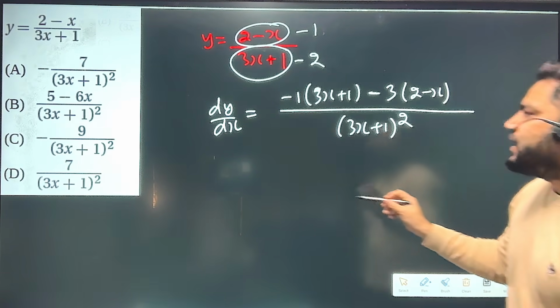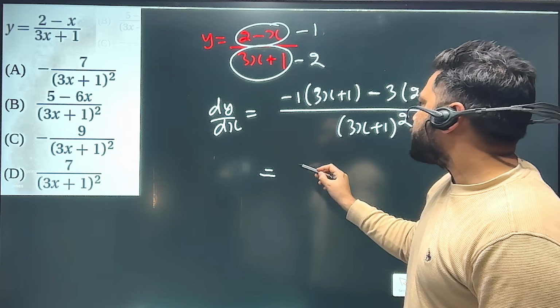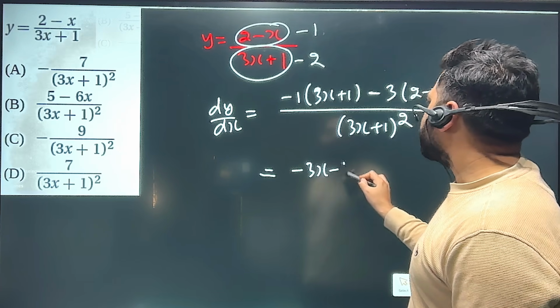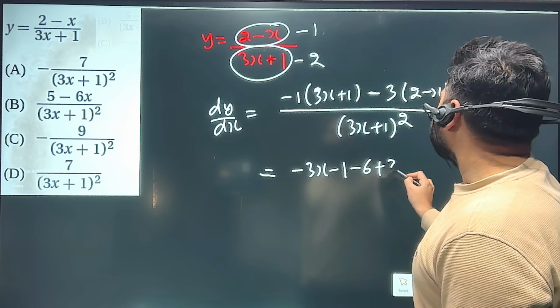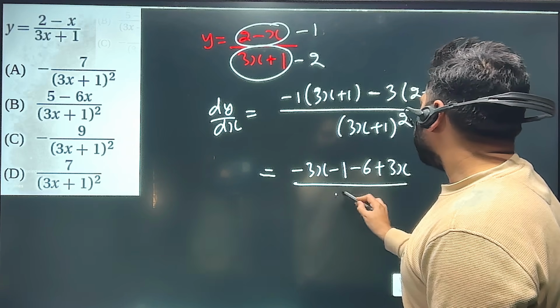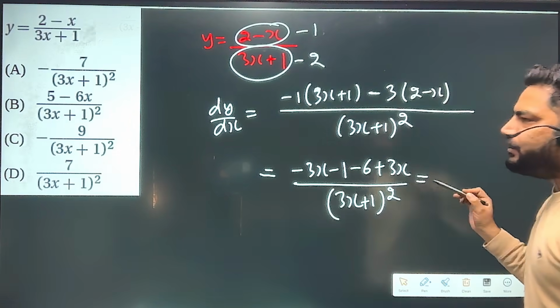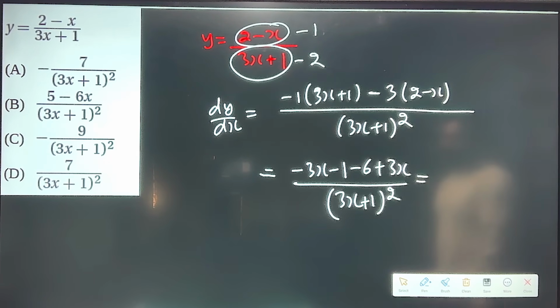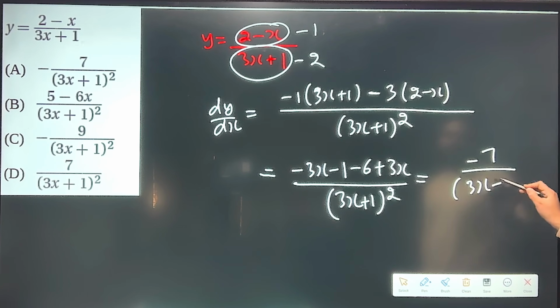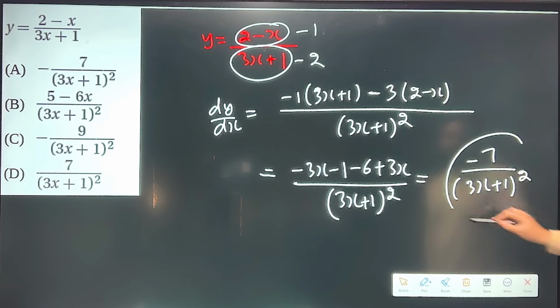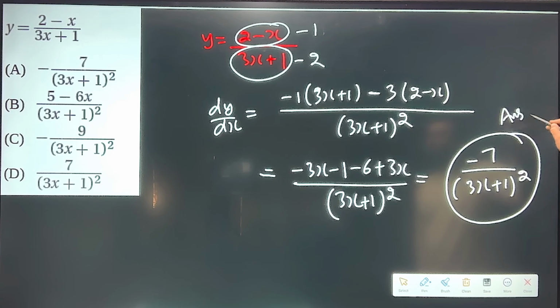So this is the answer. And if we solve this more accurately by taking LCM, it will be 3x minus 1 and minus 6 plus 3x divided by (3x plus 1) square. So this is our final answer, which we can match from the options. So you can tell which option is correct. It will be minus 7 upon (3x plus 1) square. This is the answer. So option A is directly matching from here.